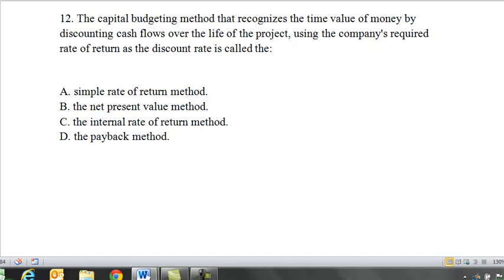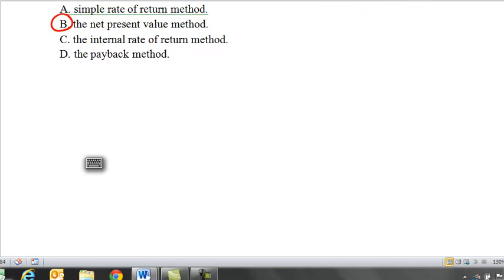The capital budgeting method that recognizes the time value of money by discounting cash flows over the life of the project using the company's required rate of return as the discount rate is called, and that is B, the net present value method.